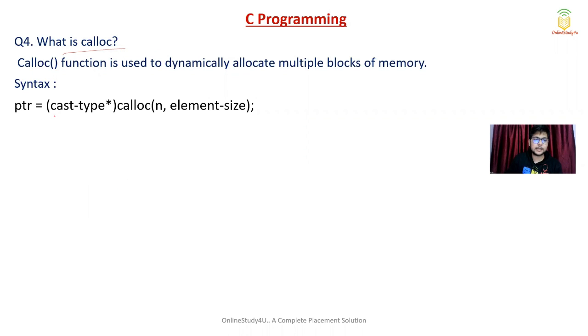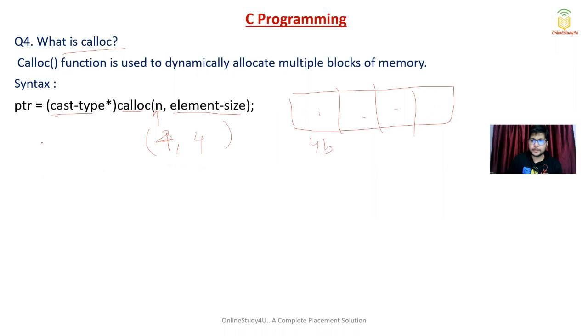This is my syntax: cast type, Calloc, the total number of memory blocks, and the element size, right? Something of this sort. So let's say I want 4 blocks, so the value of n will be 4. And let's say for the element size, I want each block to be of 4 bytes. So element size is 4. So let's look at one of the examples.